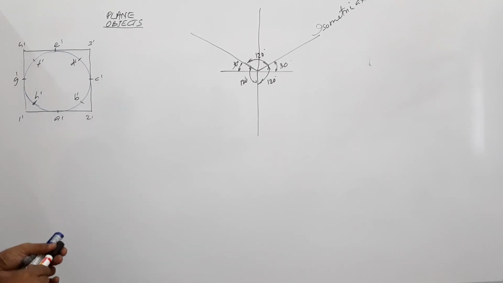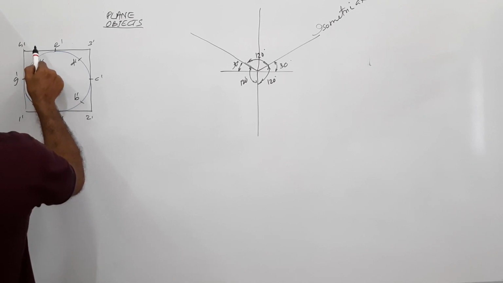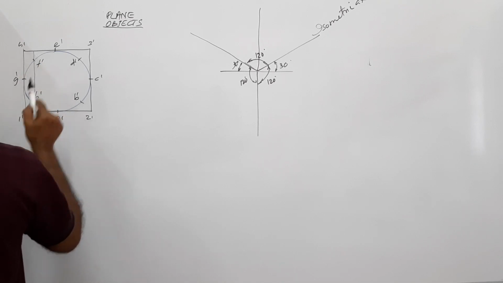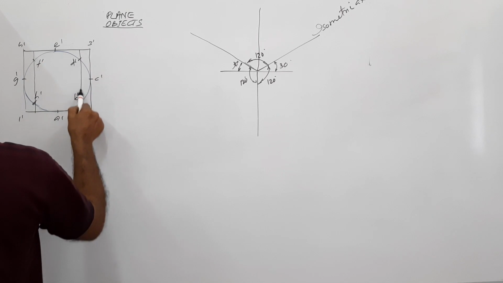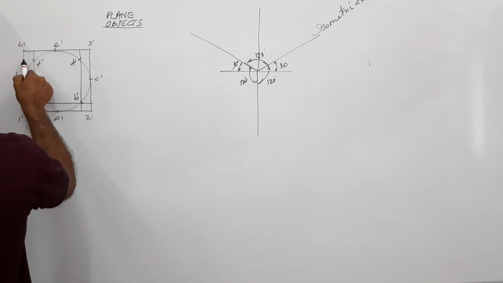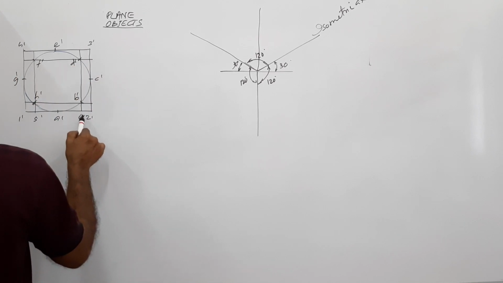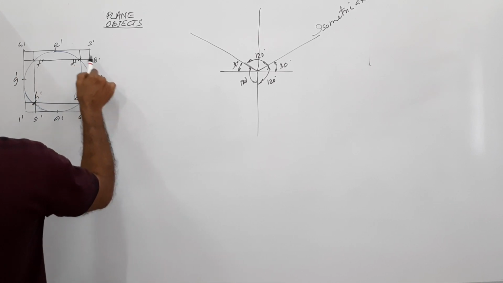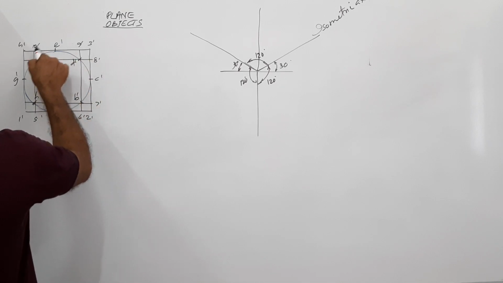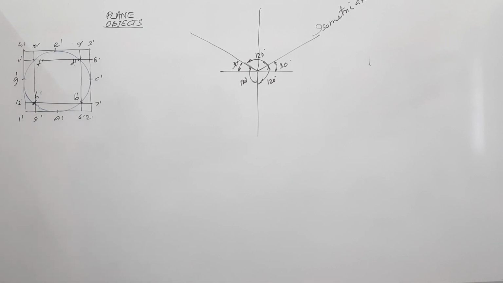Now, what we do is draw a vertical line through F dash and H dash, and a vertical line through D dash and B dash, a horizontal line through H dash and B dash, a horizontal line through F dash and D dash. Mark here 5 dash, 6 dash, 7 dash, 8 dash, 9 dash, 10 dash, 11 dash, 12 dash. Agreed? Forget the circle. Think of the square.